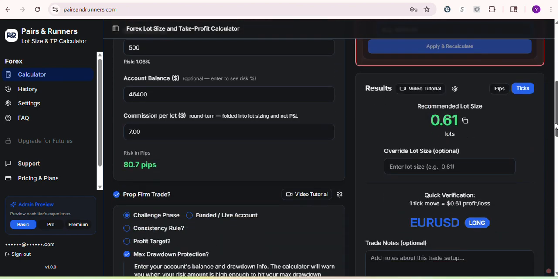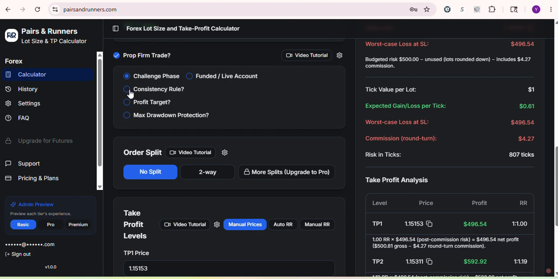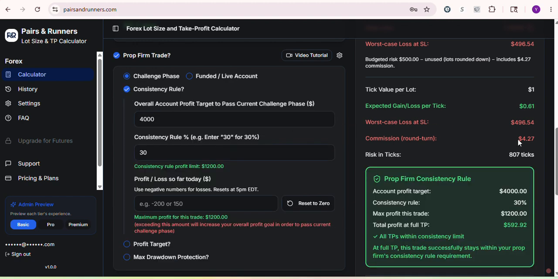Okay. Next up is the consistency rule, where this is the maximum amount of profit you can make in any given day in order to earn a payout or pass a challenge. So on a $50,000 challenge, if you have an 8% account target, and your consistency rule is 30%, the maximum you can earn in any given day is going to be $1,200.